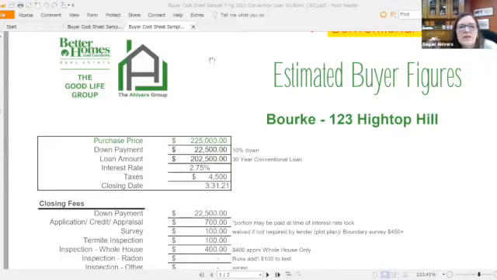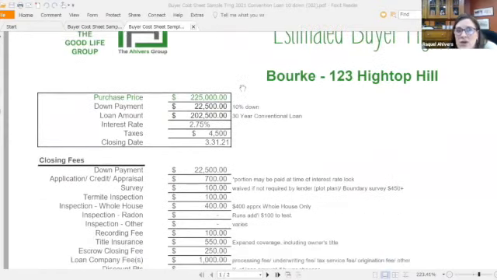Okay, so in this case, we're going to do a purchase price of $225,000. Down payment is 10%, so their down payment is $22,500, which makes their loan amount $202,500. In this particular loan, it's a 2.75 interest rate, and these are all going to be amortized for 30 years. I'm not doing anything special. This particular house, the taxes were $4,500, and we're going to try to close this one on March 31st.